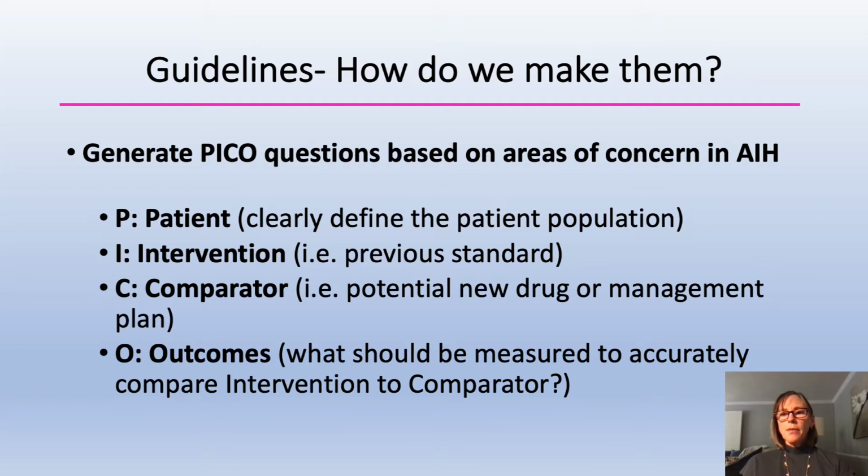and this pertains to the intervention that's being analyzed, such as the medication prednisone for the newly diagnosed patient. C stands for comparator, where we may want to compare a new drug, such as budesonide, with the standard intervention, such as prednisone. And O stands for outcomes. We need to define what's being measured to accurately compare the intervention to the comparator.